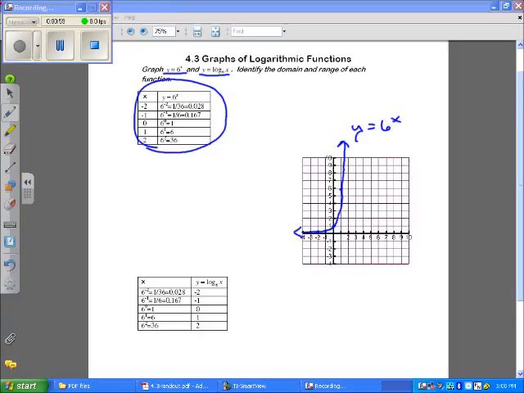Okay, now let's go ahead and graph its inverse. The inverse is y equals log base 6 of x. If it is its inverse, then we should be able to switch the x and y's around, which you can see I did here below. So let's go ahead and plot these points.